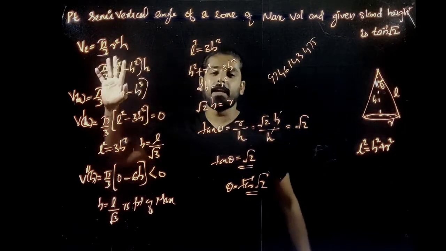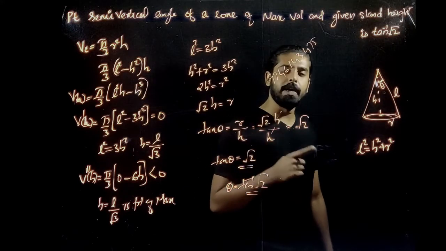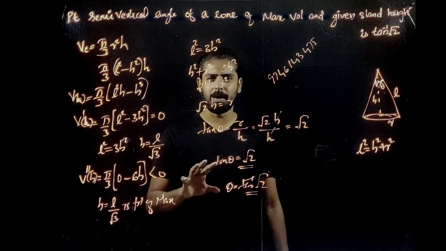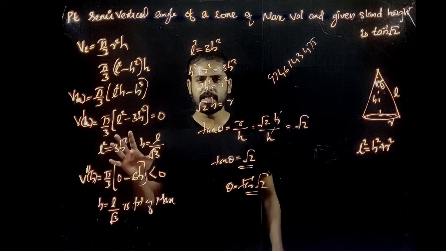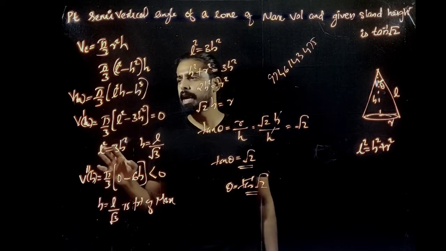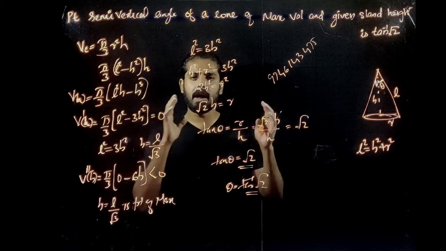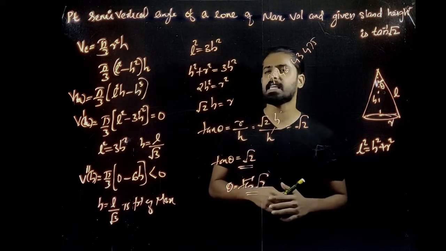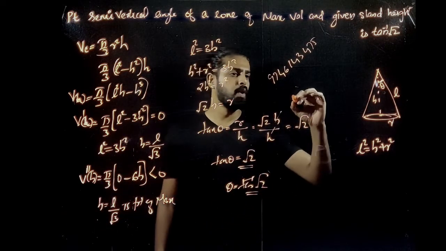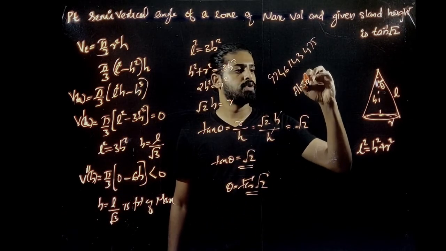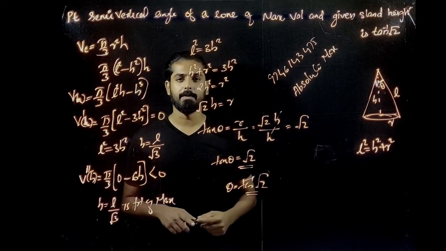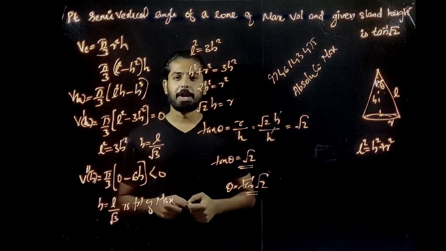In the next class, we will be discussing absolute maxima and absolute minima. Till now, we just discussed local maxima and local minima, and we talked about the point of inflection. In the next class we will be discussing absolute maxima and absolute minima. Okay, see you in the next class.